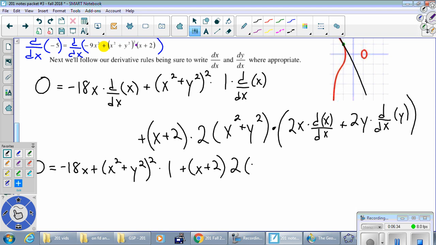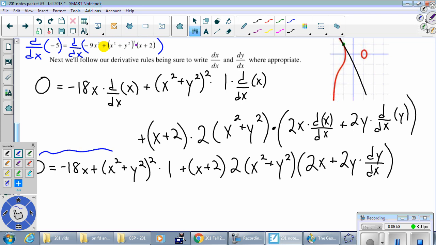The 2 comes down, copy the stuff, subtract 1 from the power, and multiply by the derivative of x squared plus y squared. Derivative of x squared is 2x. Derivative of y squared, this is the only thing that's different. It's 2y times dy dx. That's the chain rule. Technically, the chain rule is coming in on every derivative, but it's kind of silly to write down the chain rule when you're doing derivatives of things with just x, because dx dx is 1.